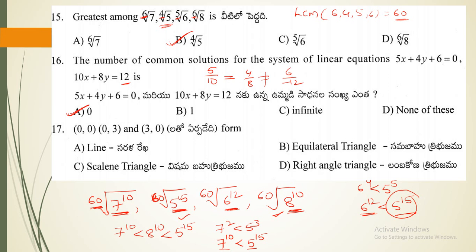Next, moving on to question number 17. 0 comma 0, 0 comma 3 and 3 comma 0. If I plot this on coordinate plane, 0 comma 0 is nothing but the origin. Next, 0 comma 3 is nothing but positive y axis at a distance of 3. Next, 3 comma 0 is nothing but on x axis at a distance of 3. If I join this, these coordinate axes are perpendicular, hence we are going to form a right angled triangle, right?